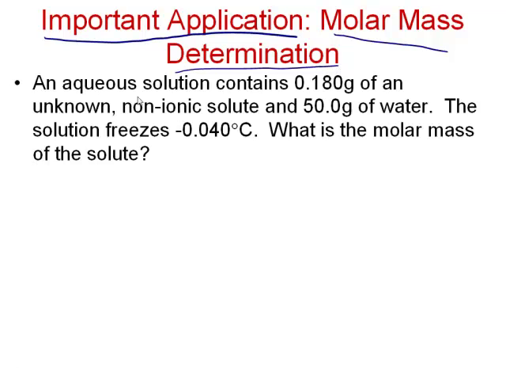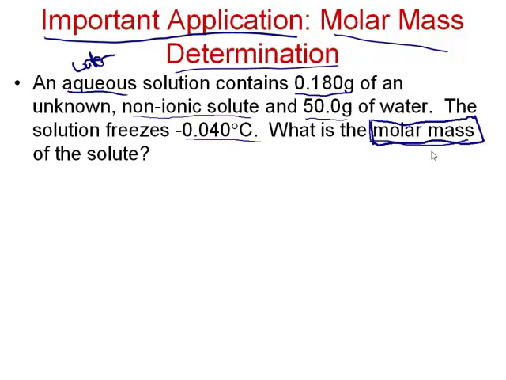Let's consider an example. It says an aqueous solution, meaning we have water as our solvent, contains 0.180 grams of an unknown non-ionic solute and 50 grams of water. The solution freezes at negative 0.04 degrees Celsius. What is the molar mass of the solute? Here we want to find molar mass. Let's keep in mind, guys, what are the units of molar mass? This is something that a lot of people seem to have forgotten. Molar mass has units of grams per mole.